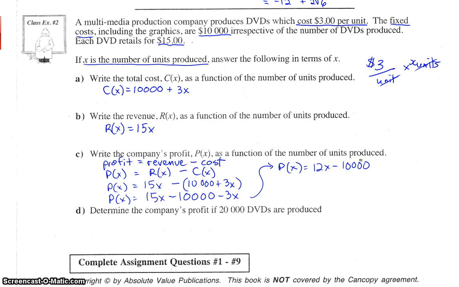Okay, finally, determine the company's profit if 20,000 DVDs are produced. So they want profit, which means they want P of x. And we know our equation for that is 12x minus 10,000. And x would be our 20,000 DVDs. So x is equal to 20,000. All right, so we're going to go P at 20,000 to show that we're actually putting 20,000 in for x. And we substitute that in.